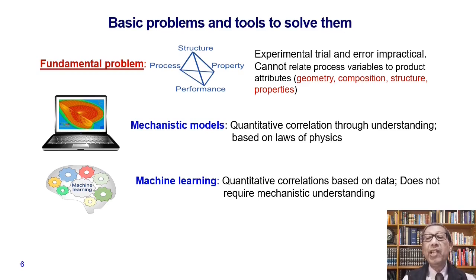In cases where we understand the process adequately, we use the laws of physics to correlate process variables with product attributes. But additive manufacturing is relatively new in the world of manufacturing, and therefore some of the mechanistic understanding is still evolving. So in those cases, we use data to correlate the process variables with the attributes of the products like geometry, composition, various microstructural features and properties. So we are going to be focusing on mechanistic models and machine learning for the rest of this talk.